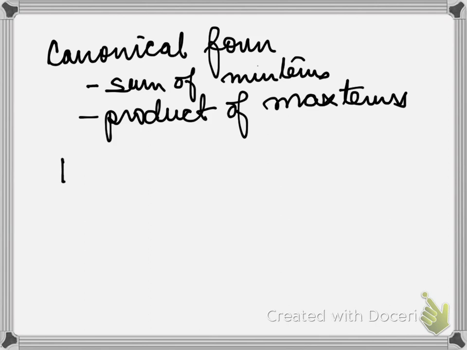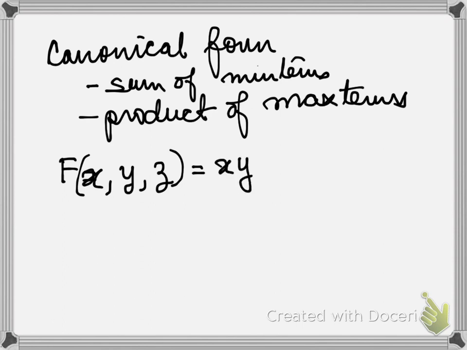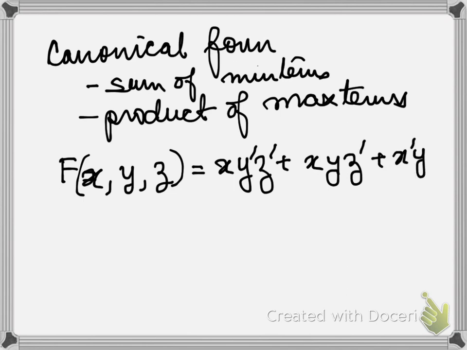If I have a function which I want to represent using a sum of min terms or product of max terms, it must have all variables. So if f is a function of 3 variables, suppose I write f of x, y, z, then I should have something like x dash y z. Every term should have all 3 variables, either in the complemented form or in the uncomplemented form.